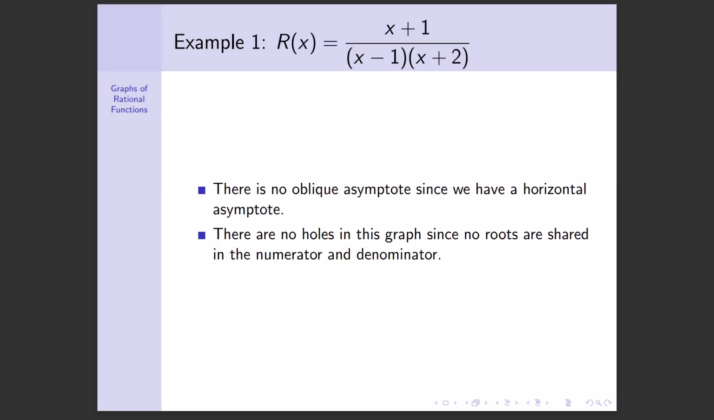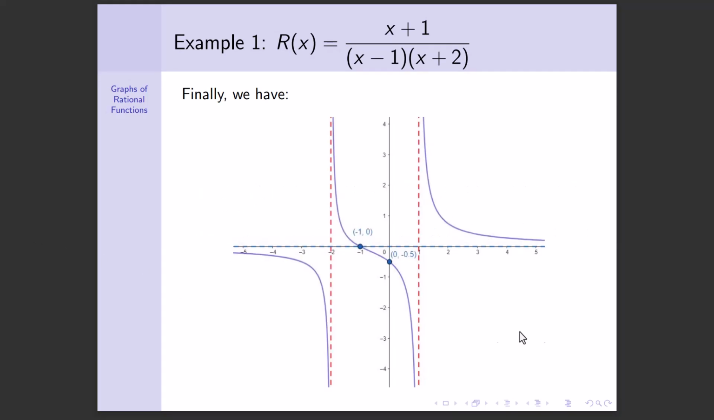Now, we know there are no oblique asymptotes since we have a horizontal asymptote. Remember, you can only have one or the other. You can't have both. That's a result of the division algorithm. And there are no holes in the graph, since no roots were shared in the numerator and the denominator. So essentially, my sketch is done. And using technology, we end up with a sketch that looks something like this.